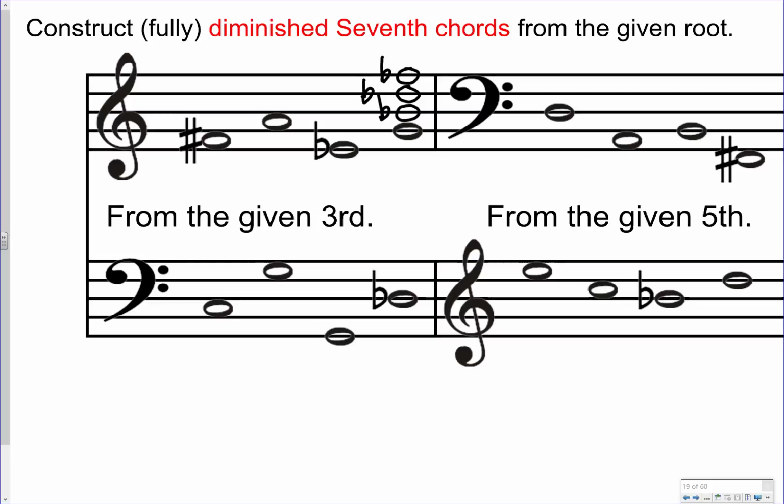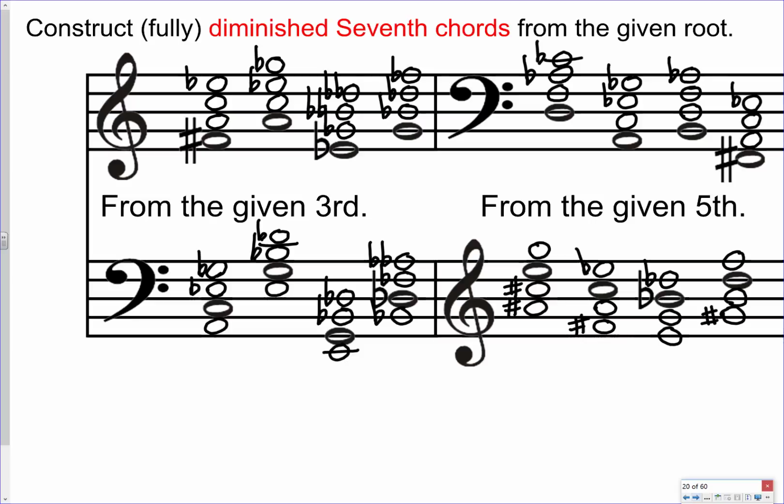Okay, AP, at this point you should be either finished or just about done constructing fully diminished seventh chords from the given root, third, and fifth. Let's check our answers and see how you did. Recall that fully diminished seventh chords consist of a diminished triad and a diminished seventh. Or you can think of it in terms of from root to third is a minor third, third to fifth, minor third, fifth to seventh, minor third. Let's check our work. Please check mine as well.